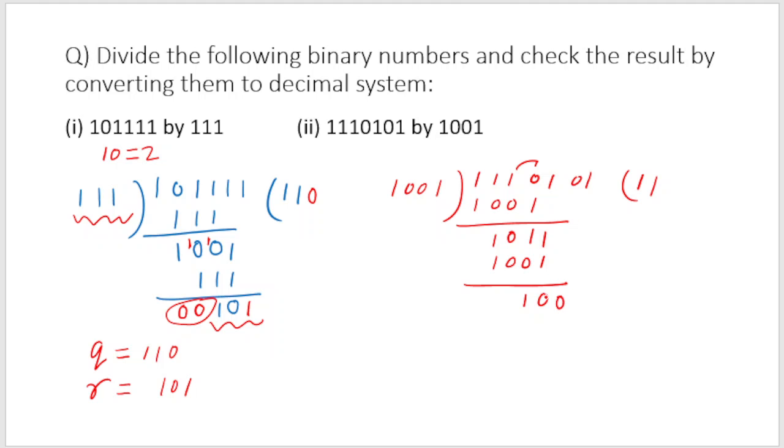Now you bring this 0. If you bring this 0, you note that 1 0 0 is less than 1 0 0 1, so you have to put a 0 over here. Now you bring this 1 here, so now you can see that you have to take it 1 time, so you'll get 1 0 0 1. If you subtract, you will get 0 0 0 0. So what is the quotient here? The quotient here is 1 1 0 1, and what is the remainder here? The remainder here is 0 0 0 0, which is actually equal to 0. So this is how we can do the division.